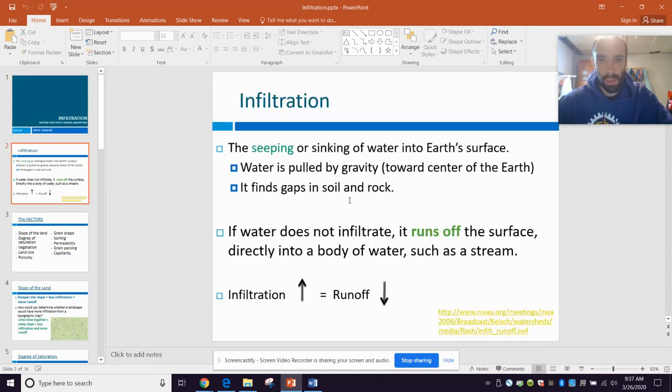If you look at my notes here, water will infiltrate, in other words, will go into the ground when it's pulled by gravity. Okay. But in order for it to go into the ground, it has to be able to get into the ground and fill up these little spots in the soil and in the rock, and there has to be gaps for the water to get through. And so there are various factors that are going to affect whether it infiltrates or whether it runs off. And as you can see here, it says infiltration and runoff are always opposites of each other.